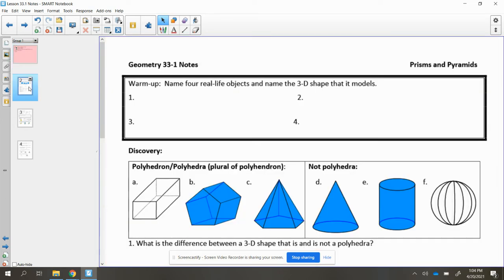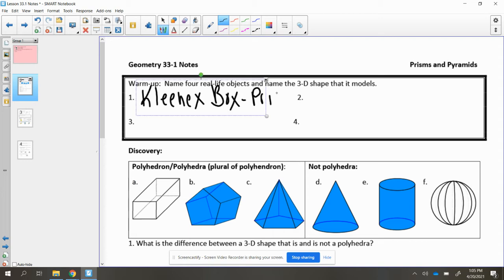Now on this note sheet, we're going to start with a little warm-up. What are 4 real-life 3-dimensional objects, and what is the 3D shape that each looks like? Try to name 4 if you can. Some examples you might have found were a Kleenex box, which we would call a prism. As another example, a ball, particularly a baseball, would be a sphere.